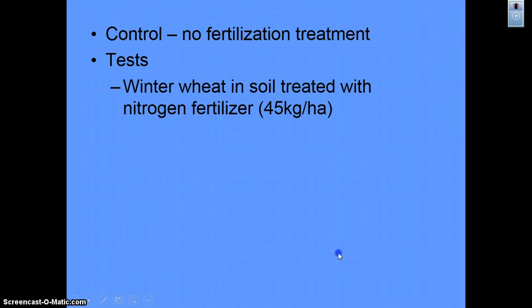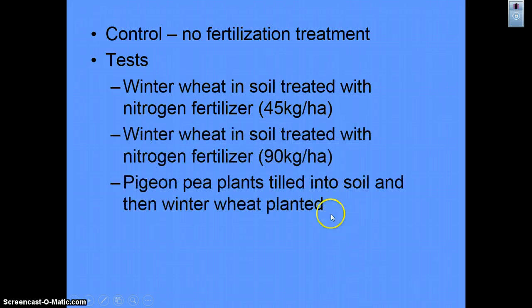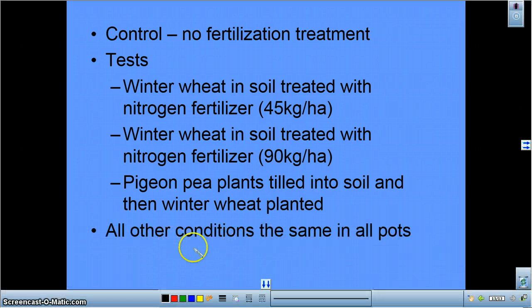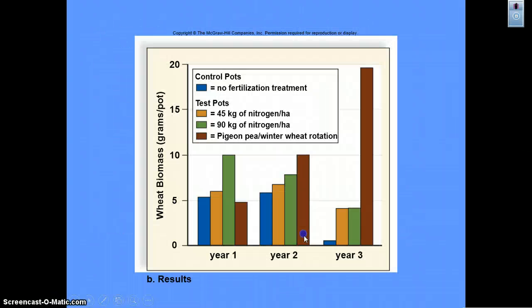Okay, so the control has no fertilizer treatment. The test, like I said, were the ones with the varying amounts of nitrogen fertilizer and the one where it's actually rotated. Everything else is going to stay the same. This is called constants, because these constants are going to stay the same whether we're talking about our control group or our experimental groups.